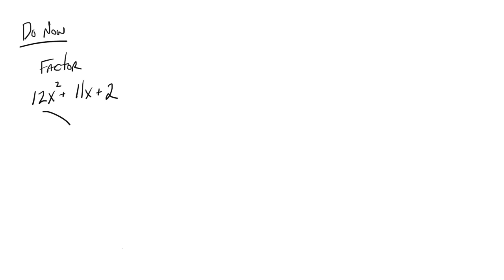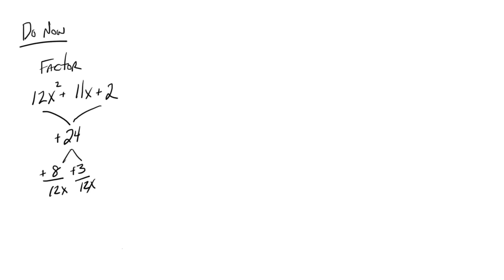If you're stuck, just remember we're going to use the method where we multiply the front and the back. So we multiply the front and back, we get 24. We break that down into the factors, and it's going to be 8 and 3.